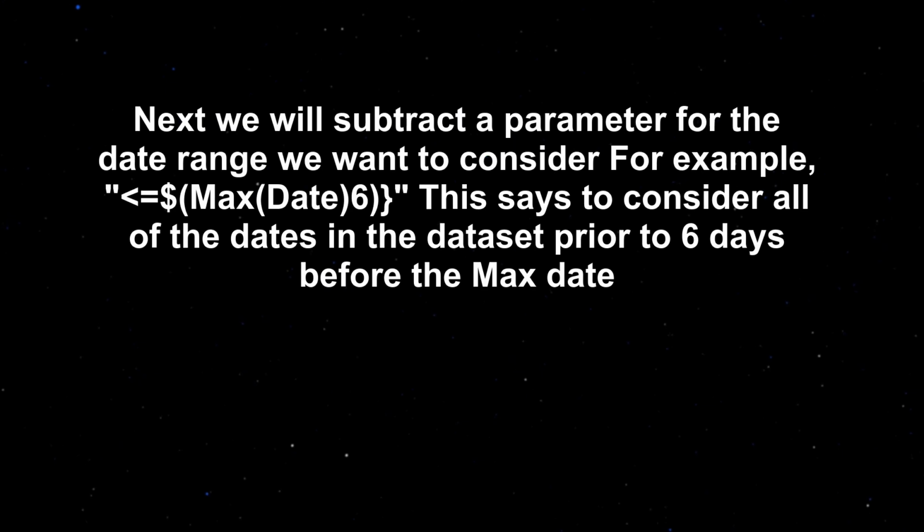dataset. Next, we will subtract a parameter for the date range we want to consider. For example, less than or equal to $(=max(date) - 6). This says to consider all of the dates in the dataset prior to 6 days before the max date. Click Apply. Your straight table should now display the running average alongside your original sales data.